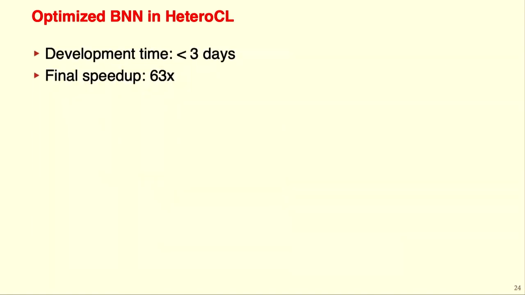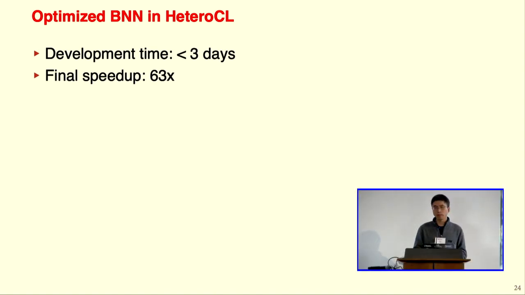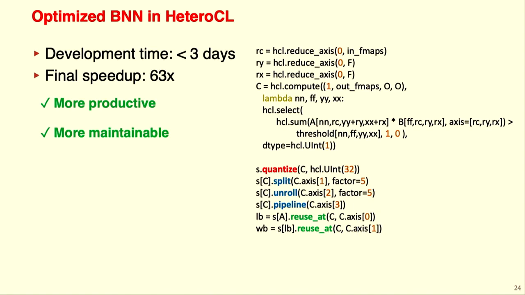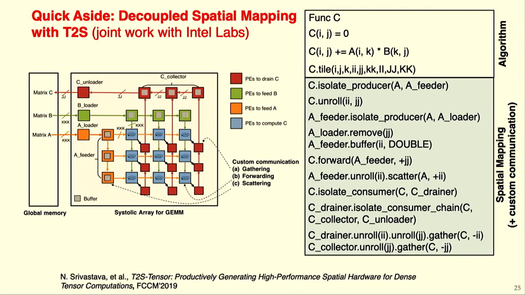Later on, we also had a course project, where a group of students who had the audacity to try out a fairly early version of HCL re-implemented this whole BNN using HCL. Within 3 days, of course, this is not a fair comparison. They were already familiar with the BNN and they knew what kind of optimizations they wanted to implement. But with HCL, within this constant limit, they actually got 63x speedup, which is a fairly encouraging sign.